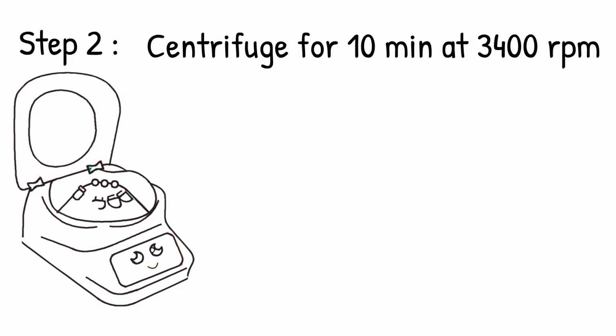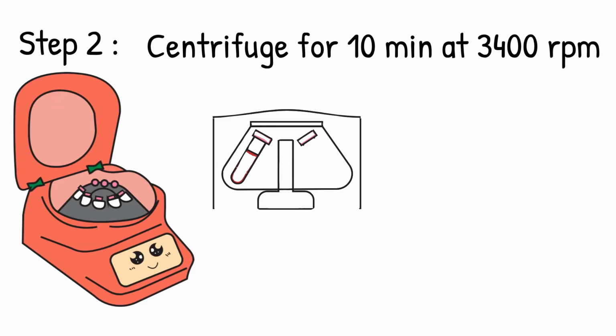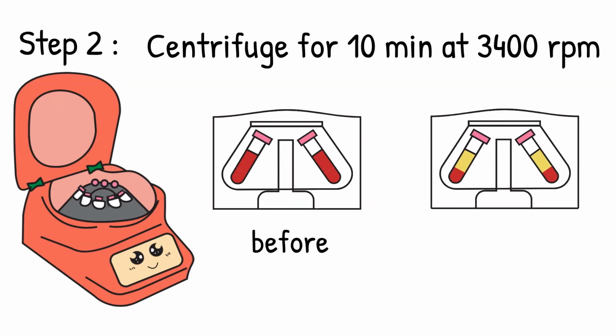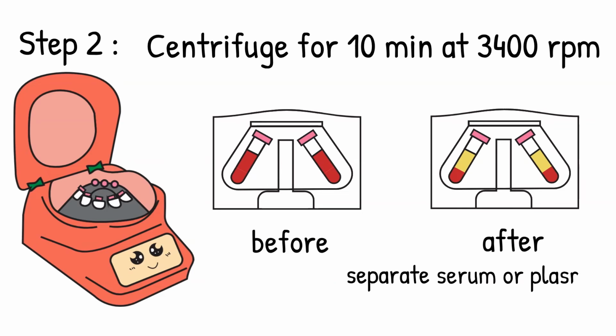Step 2. Centrifuge the sample for about 10 minutes at 3,400 RPM. Again, follow your laboratory procedures. This step is to separate the serum and the red blood cells. The reason we have to separate the serum and the red blood cells is that ABO typing has two parts, the forward and the reverse type. The forward uses RBCs and the reverse uses the serum.